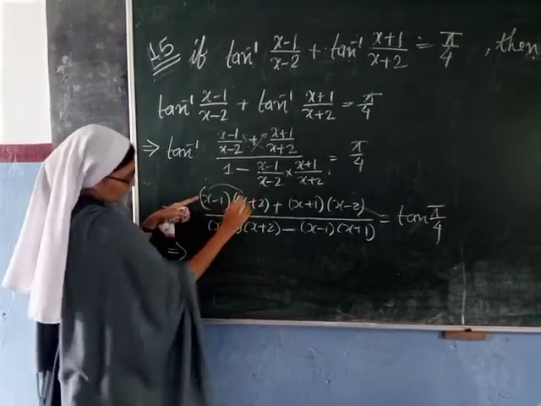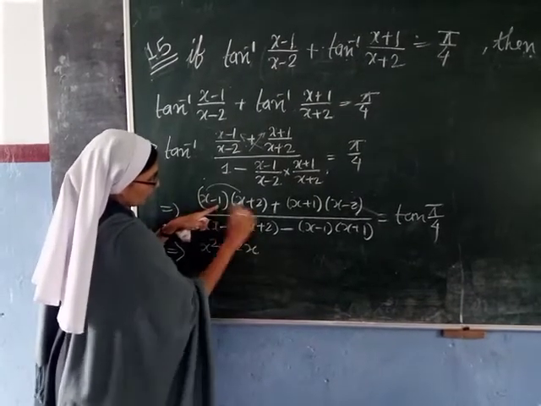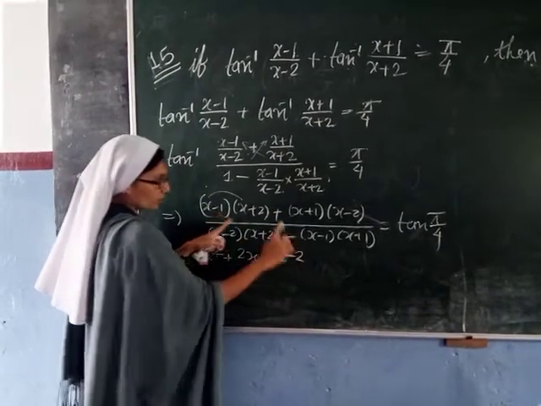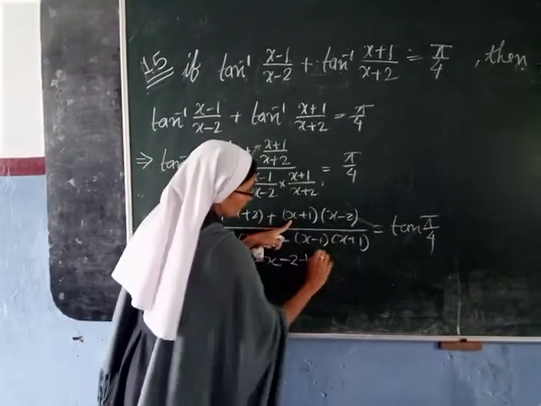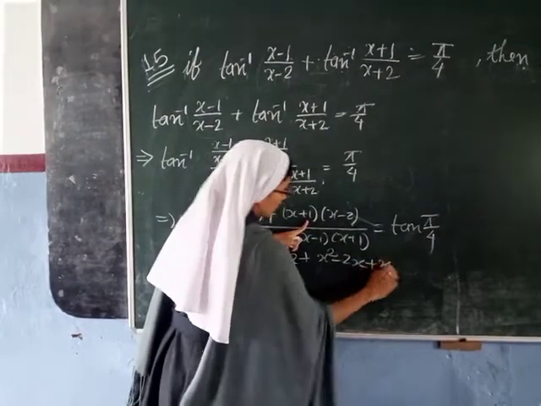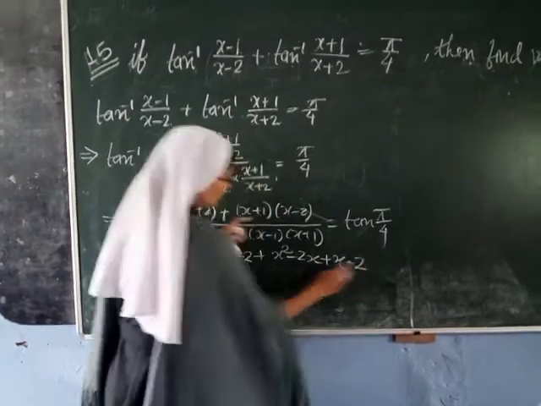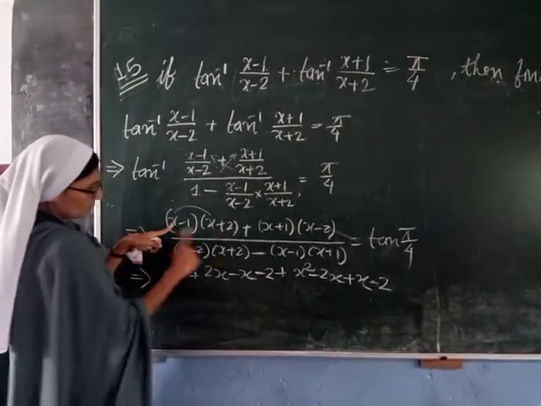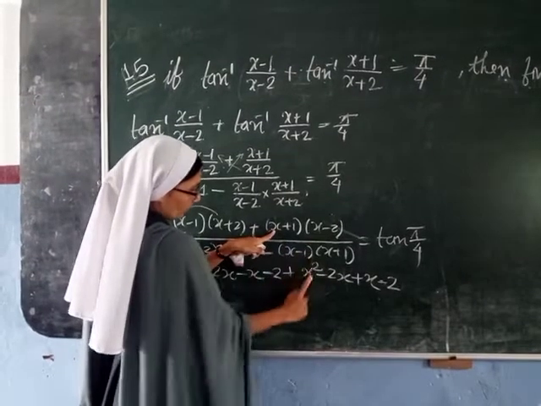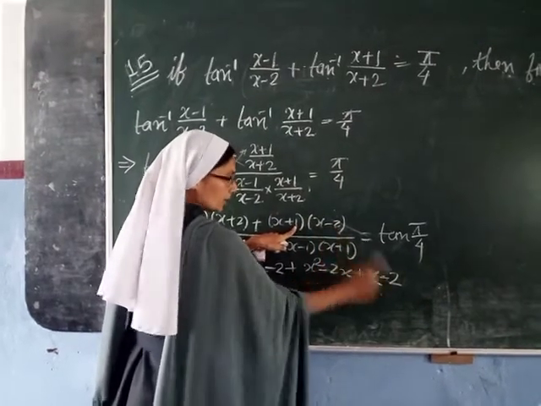You can just open. You know that the value of x² + 2x, minus x minus 2, minus 1 into 2 is minus 2, plus this also open the bracket, x² minus 2x, then plus x and minus 2. Just check it. x² + 2x − x − 2, plus here x² − 2x, then plus x, minus plus 1 into minus 2 is minus 2.